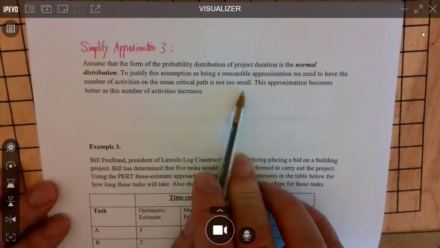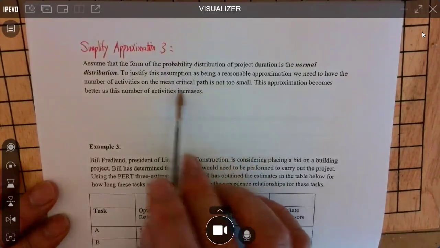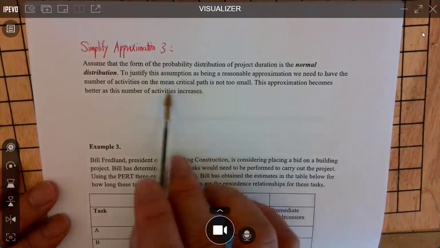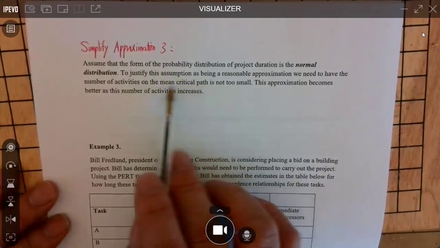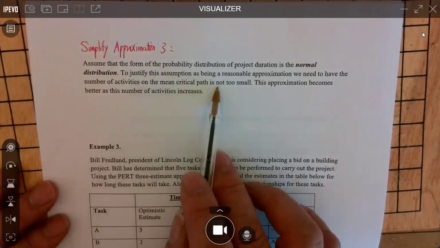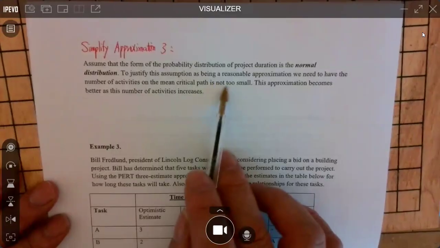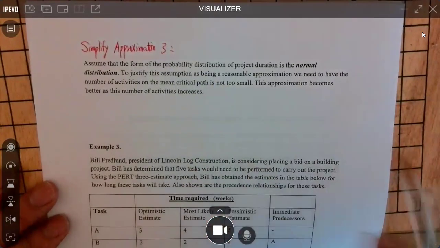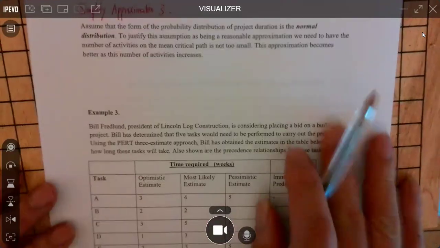Okay? The central limit theorem means what? When the duration of each activity on the critical path, the mean critical path, and there are many activities on the mean critical path, then the approximation, you sum them up, they will roughly follow a normal distribution. Okay? So let me explain clearly about this assumption. Okay?